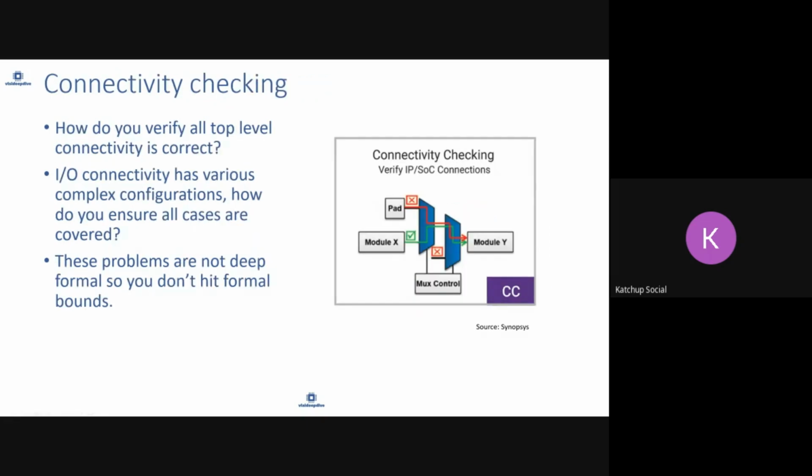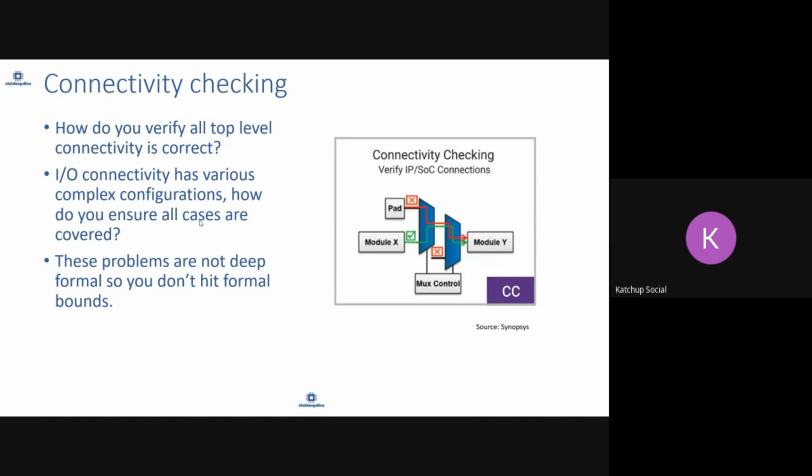Connectivity checking: designs are very complex. How do you verify top level connectivity? What pin should be connected to what, under what conditions? IO connectivity is a prime example of that, which has complex configuration. So how do you ensure all cases are covered? Of course, covering these thousands of cases using a test bench can be cumbersome.